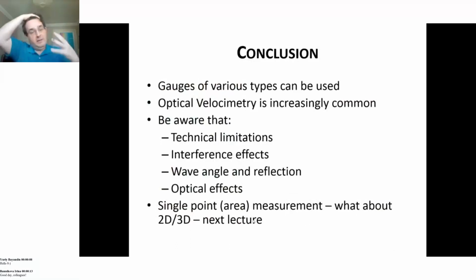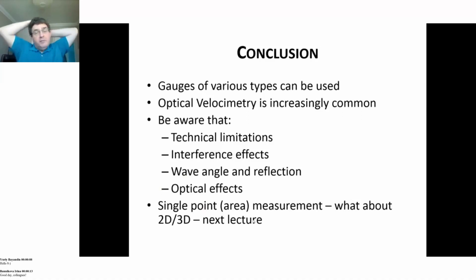So in conclusion, hopefully this has been a little bit of a revision showing that optical gauges and gauges of various types can be used. Velocimetry is increasingly common. Please be aware that in any type of experiment, there are technical limitations on time. There are interference effects caused by the sample and also by the environment in which the gauge is placed.